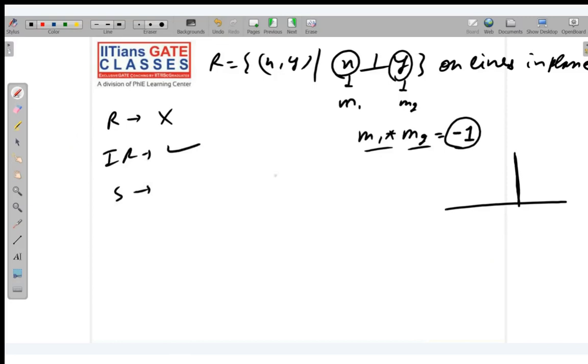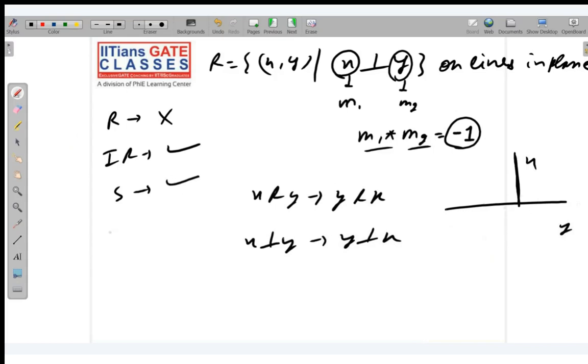What about symmetric? Symmetric means x related to y implies y related to x. So x perpendicular to y implies y perpendicular to x. Is it okay or not? Yes, obviously. This is x, this is y. When x is perpendicular to y, y is also perpendicular to x. Yes, sir.